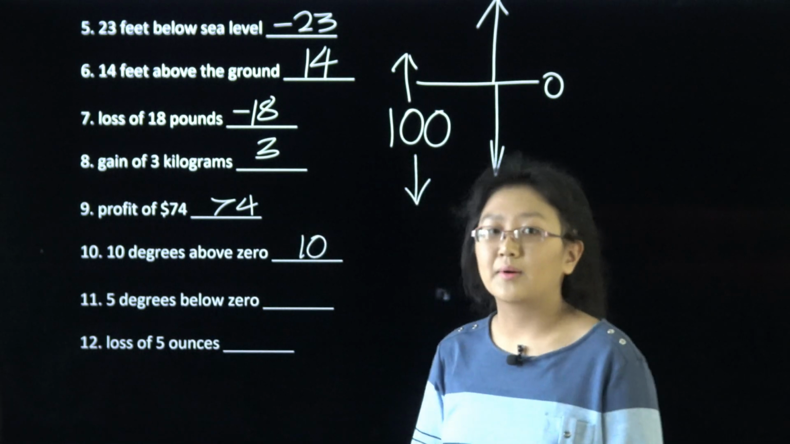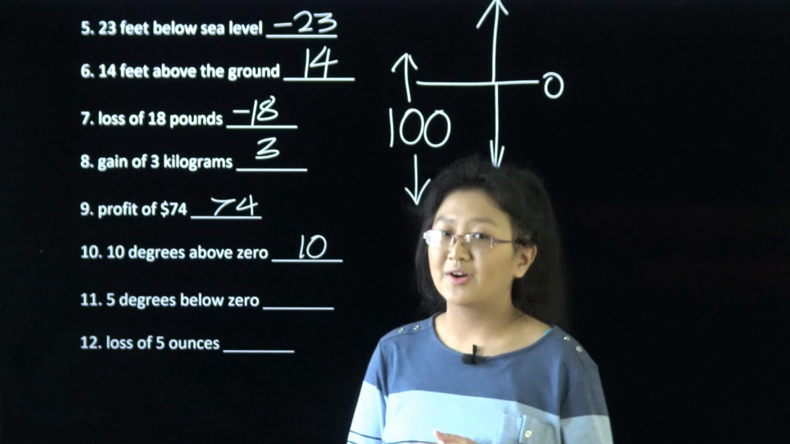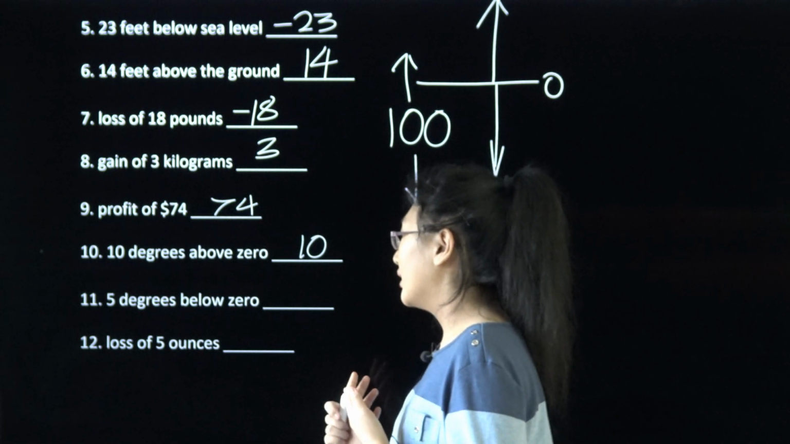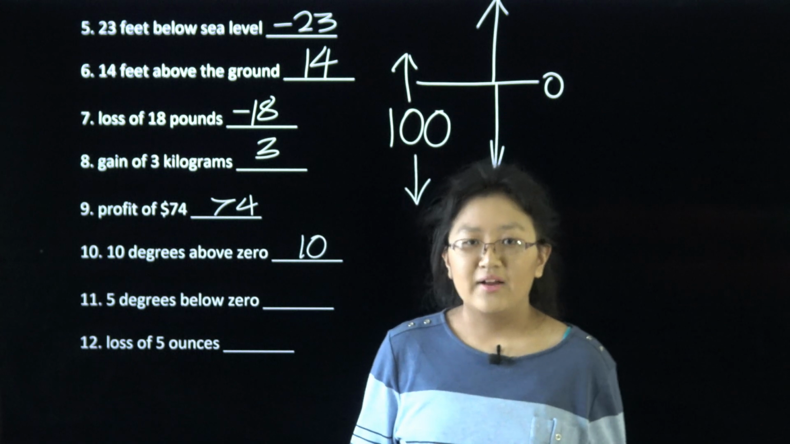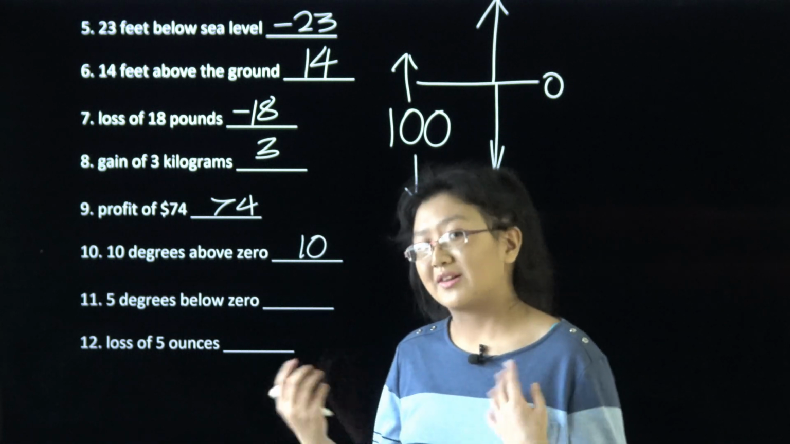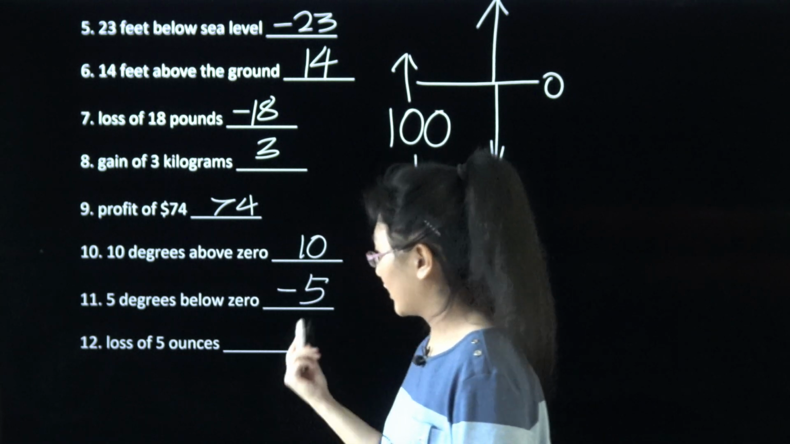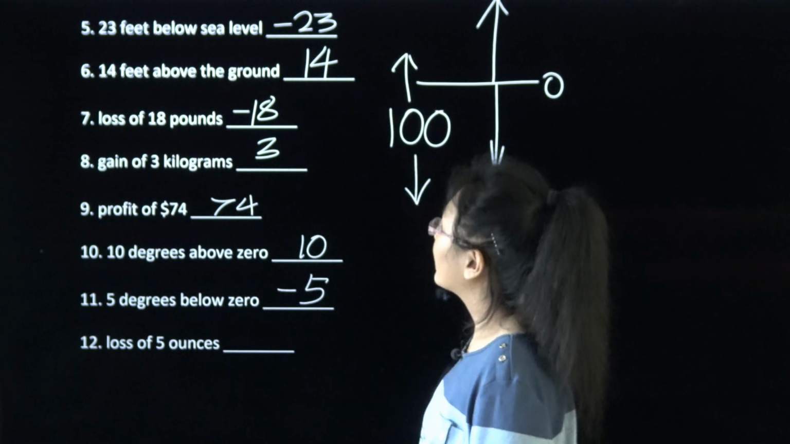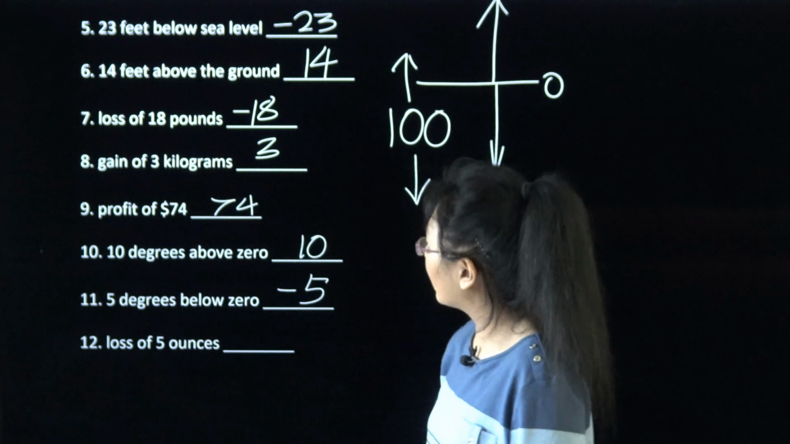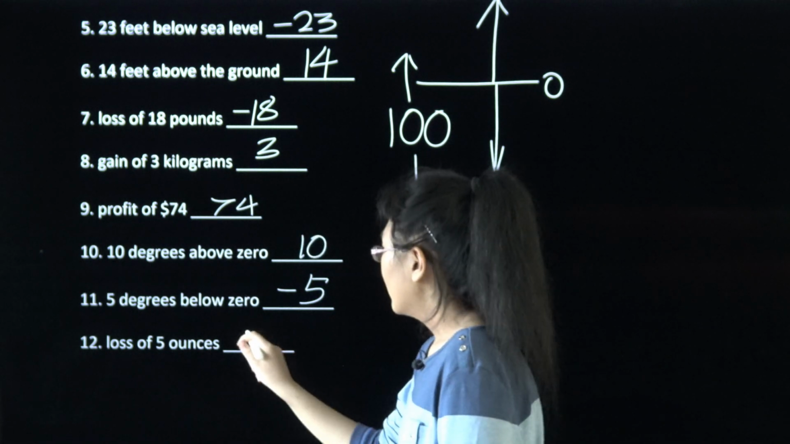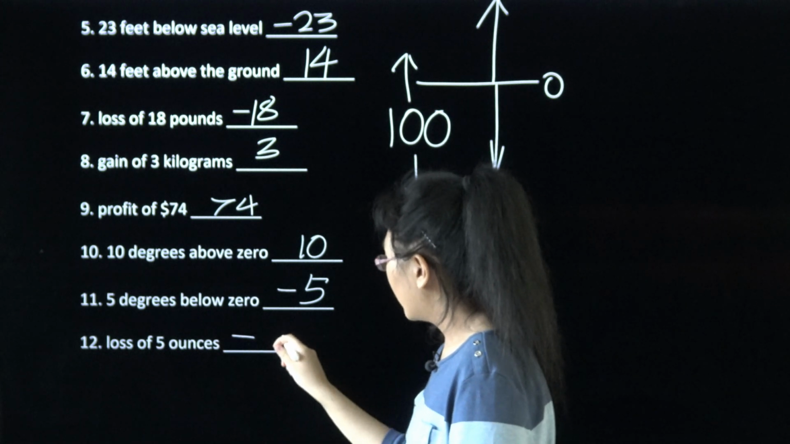5 degrees below 0. I'm sure we've also heard the radio station tell us that it's negative 5 or it's minus 5 today with freezing rain. So minus 5 or negative 5. Loss of 5 ounces. Now before we talked about loss of 18 pounds. So ounces is also another thing like that. So if you're losing 5, then it's a negative.